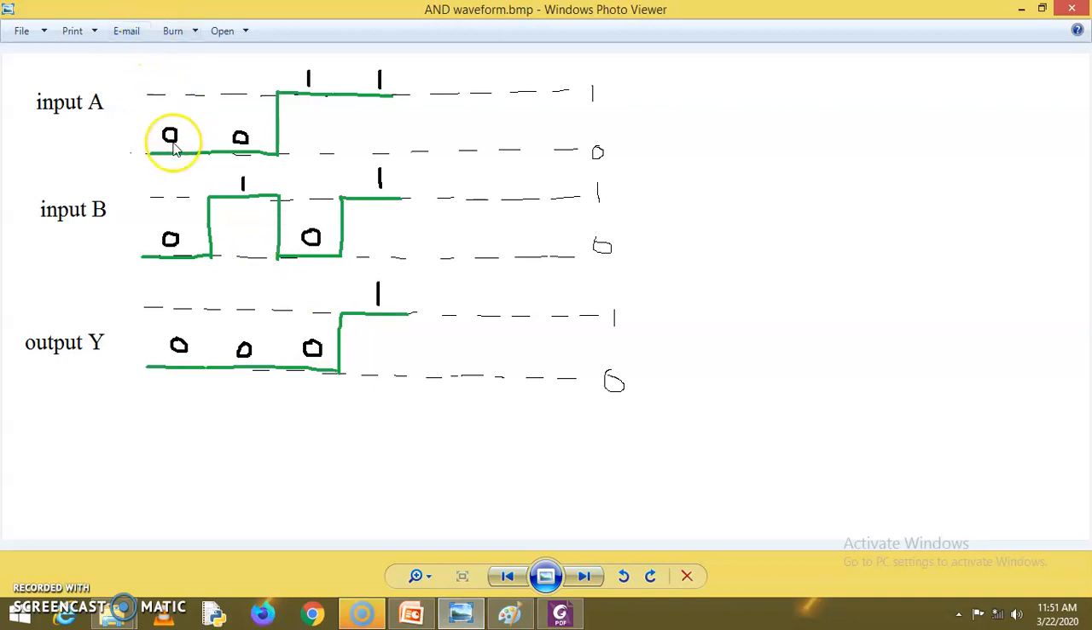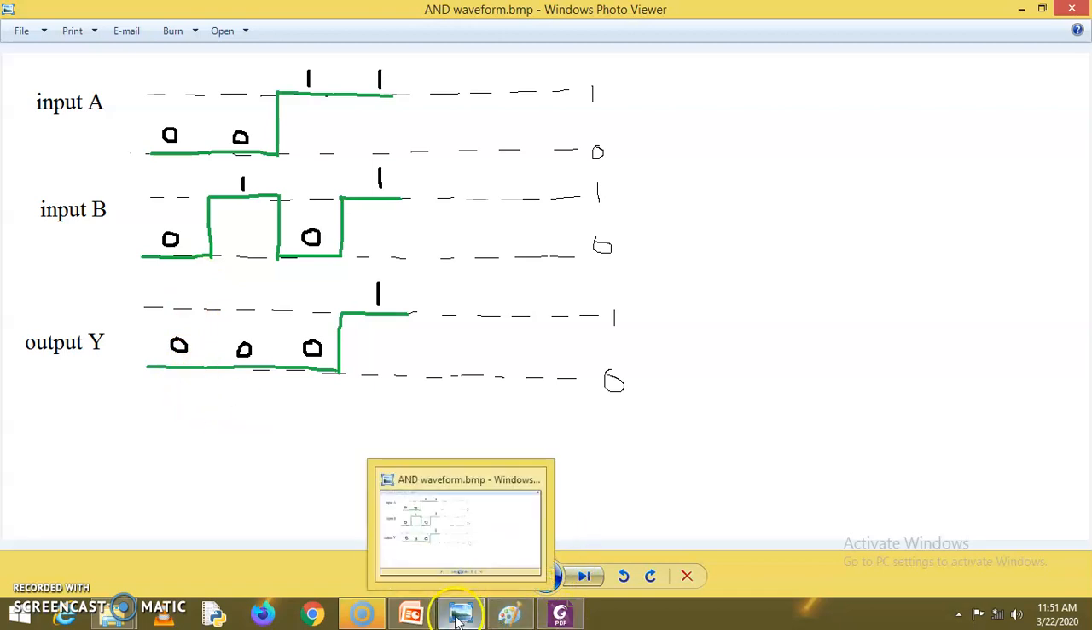So input A is, let's say, 0. This is my 0 level. Input A is 0. Input B is also 0. That time output is also 0. So this is my first input combination.